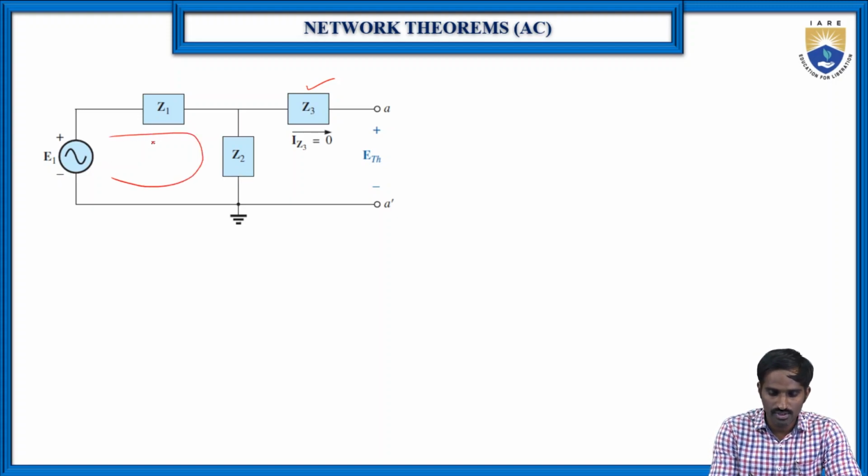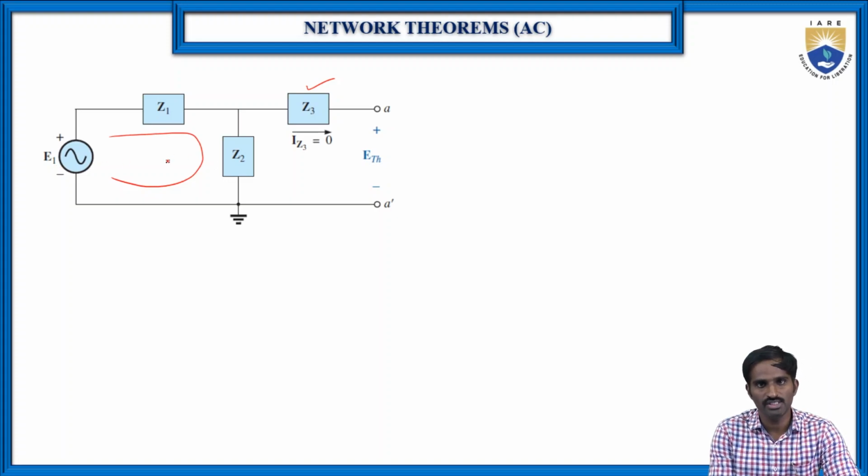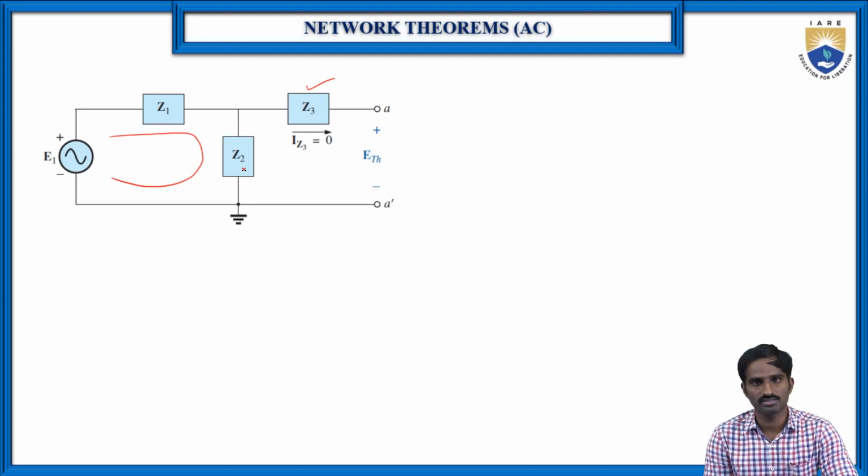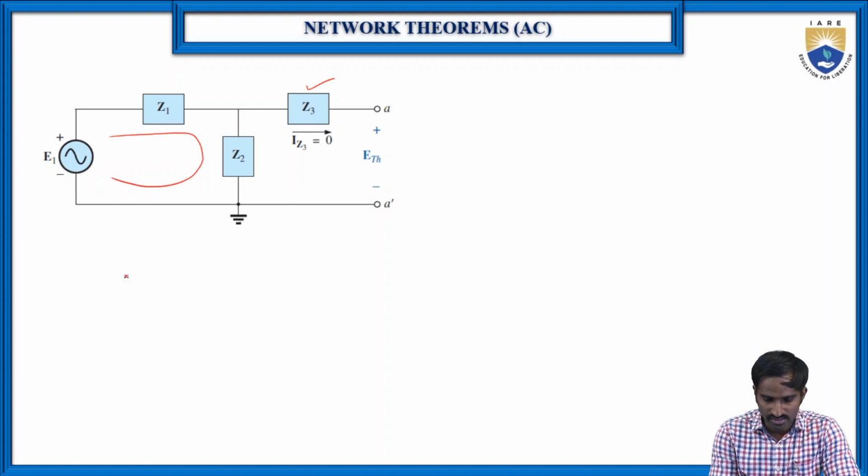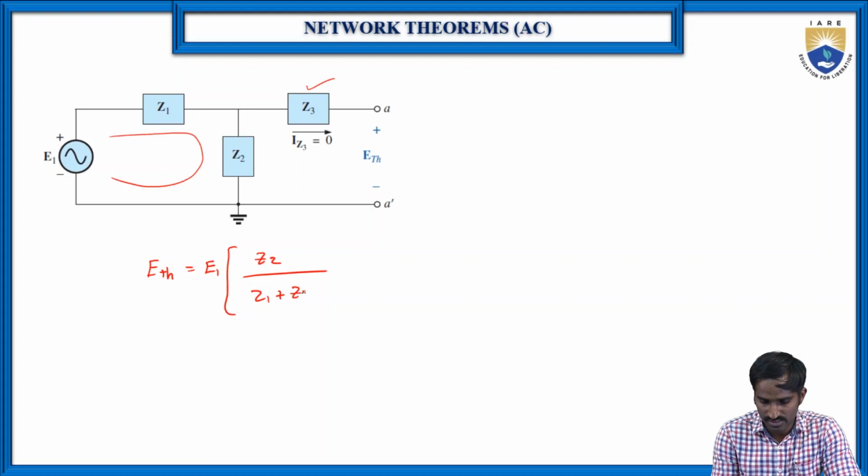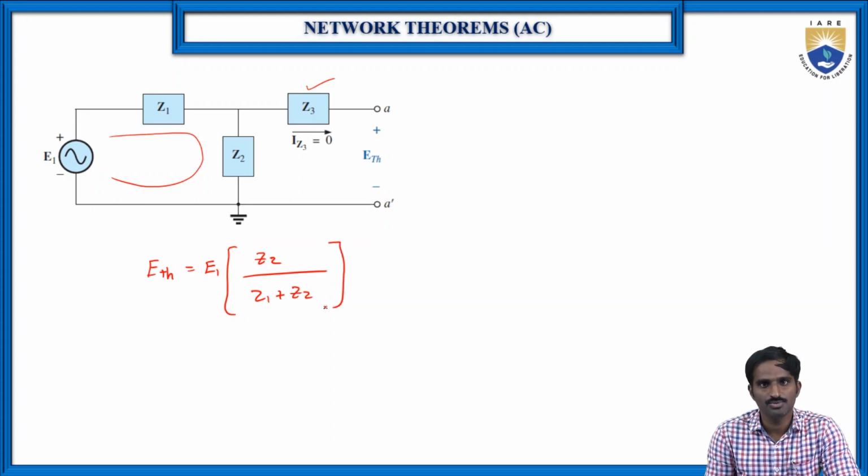loop. Here this is the total voltage that we know, and now we can apply the voltage division rule to find the voltage across Z2. The voltage across Z2 is nothing but E Thevenin's. So E Thevenin's is equal to the total voltage E1 into Z2 by Z1 plus Z2. Then substitute the values of E, Z1 and Z2 in this equation.